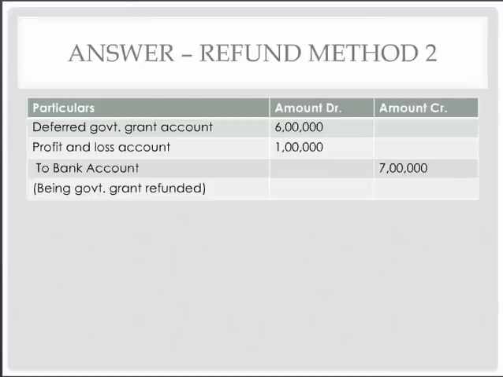Standard says first you adjust the deferred credit. Deferred credit is only 6 lakhs. You have to refund 7 lakhs, so you are short by 1 lakh rupees. This 1 lakh rupee will be charged to profit and loss account. So your journal entry will be deferred government grant account 6 lakhs, profit and loss account 1 lakh, to bank account 7 lakh. This explains the entire refund of government grant in case of specific fixed assets.